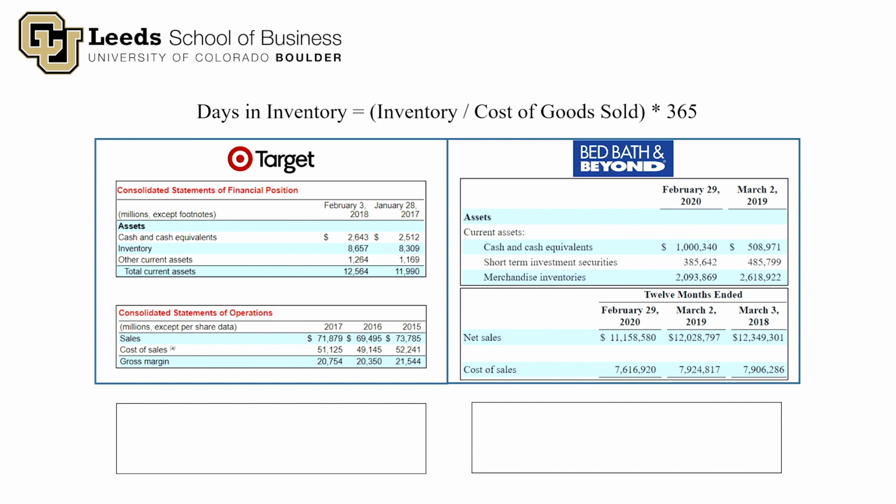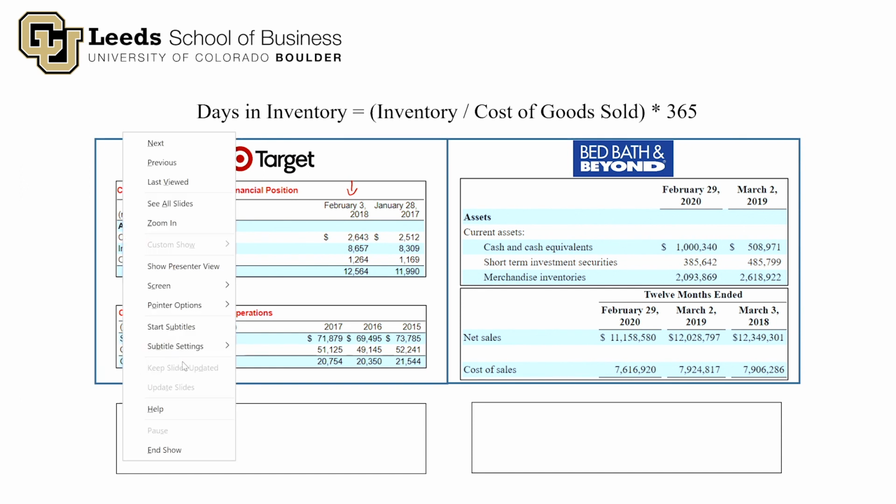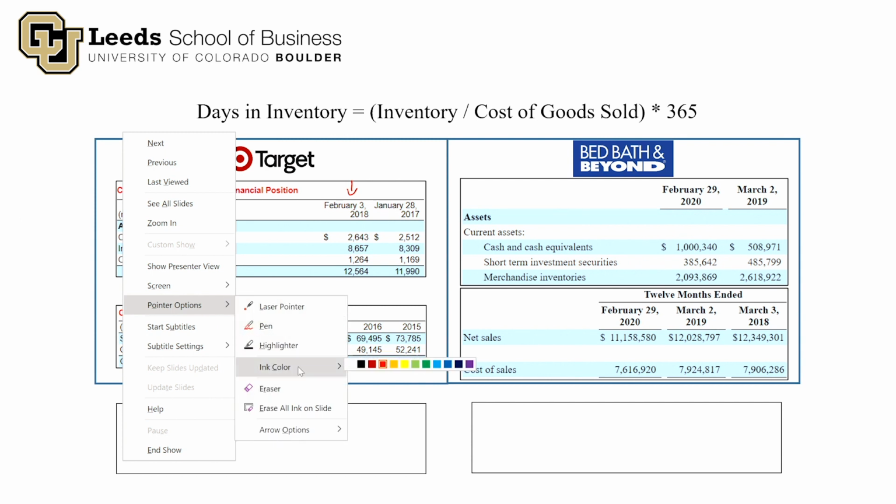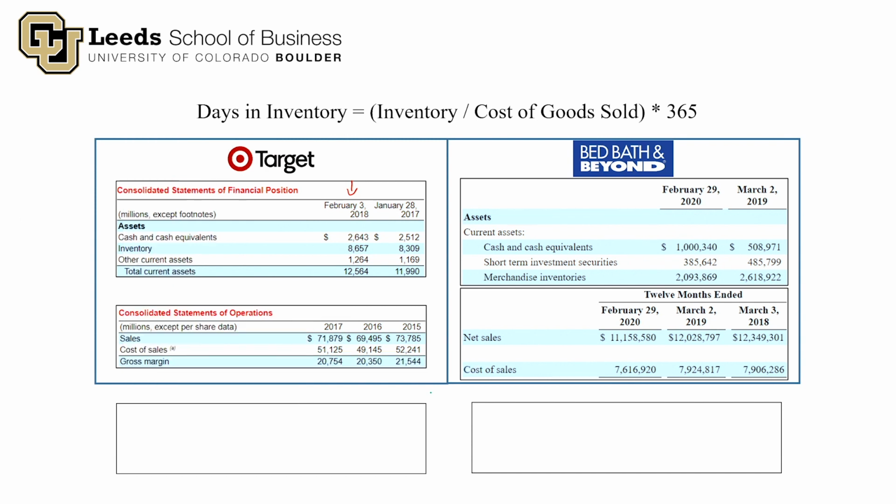Let's compare Target and Bed Bath & Beyond. As of the end of the year for Target, which was February 3rd, 2018, Target had inventory on the shelves that had a cost of $8,657. Remember, that's the cost to Target of that inventory as of the end of the year. What was the cost of inventory they sold throughout the entire year? That's on the income statement here. Cost of sales was $51,125.